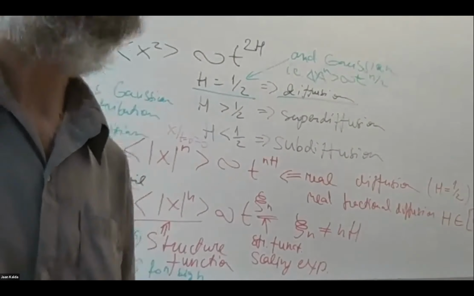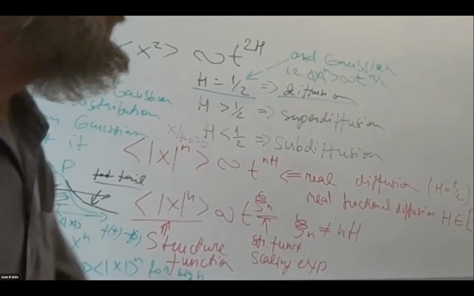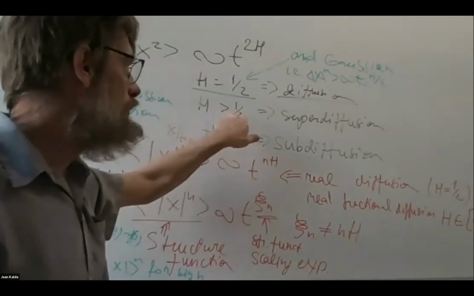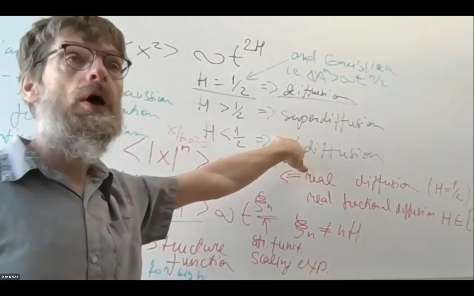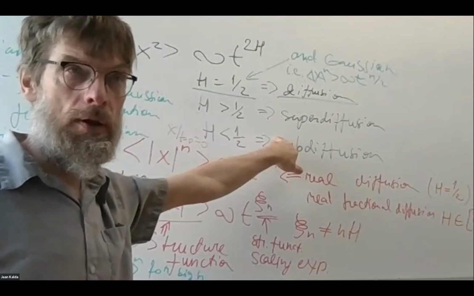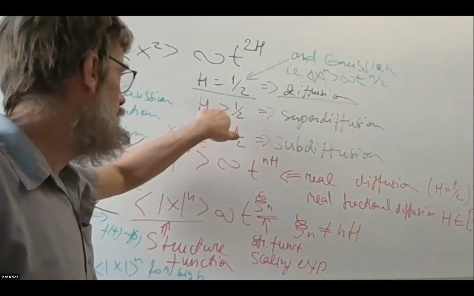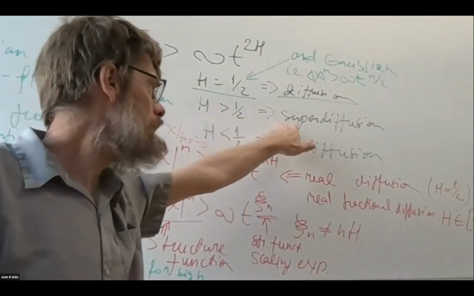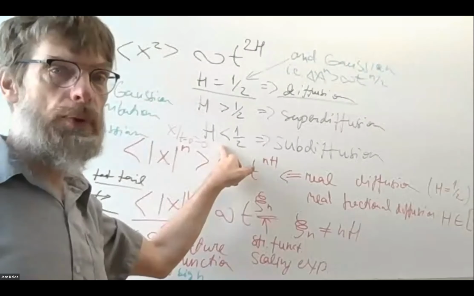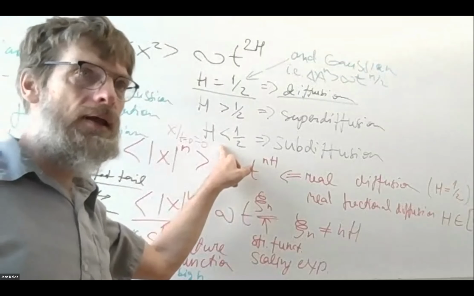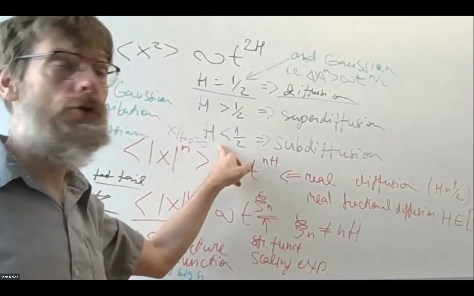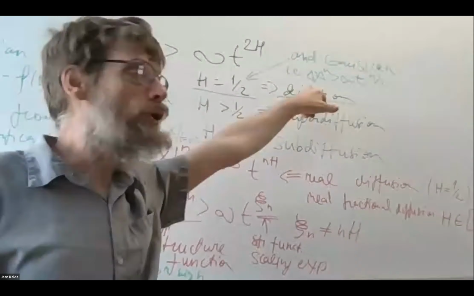However, people quite often loosely call anything, regardless of whether it's Gaussian or non-Gaussian, if this is bigger than 1/2, superdiffusion. So loosely speaking, people often don't care whether it's Gaussian or not. They just say that if the exponent is larger than 1/2, then we have superdiffusion. If it's smaller than 1/2, it is subdiffusion. Also, if you want to have exactly, in its narrow sense, diffusion or subdiffusion or superdiffusion, you need to additionally require it to be Gaussian.